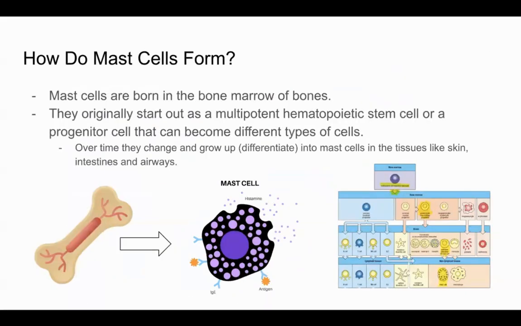So, how do mast cells form? Mast cells are born in the bone marrow of bones, and they originally start out as a multipotent hematopoietic stem cell or a progenitor cell that can become different types of cells. Over time, they differentiate into mast cells in the tissues like skin, intestines, and airways.